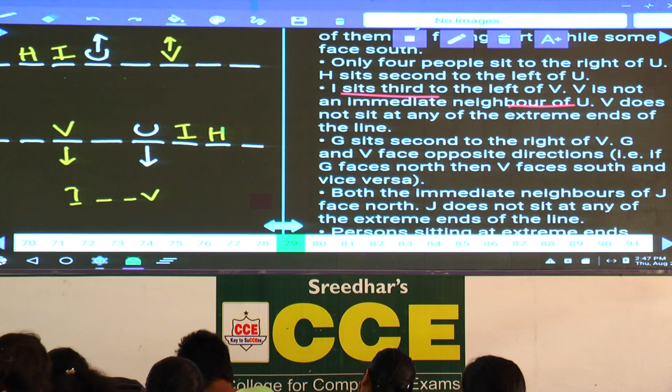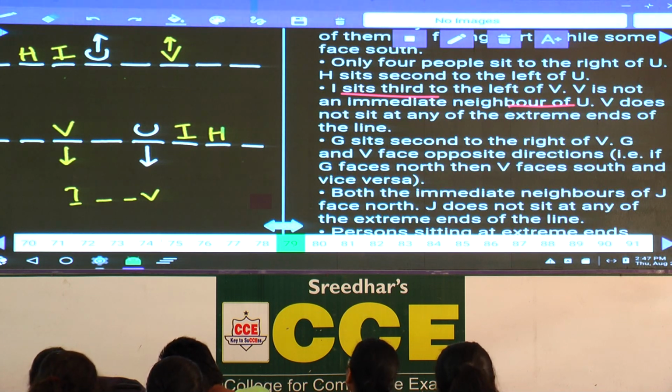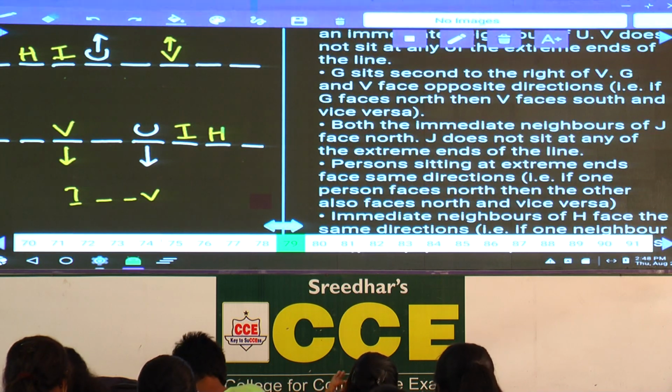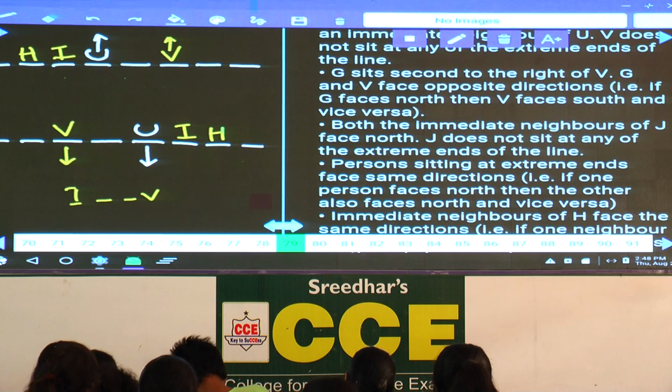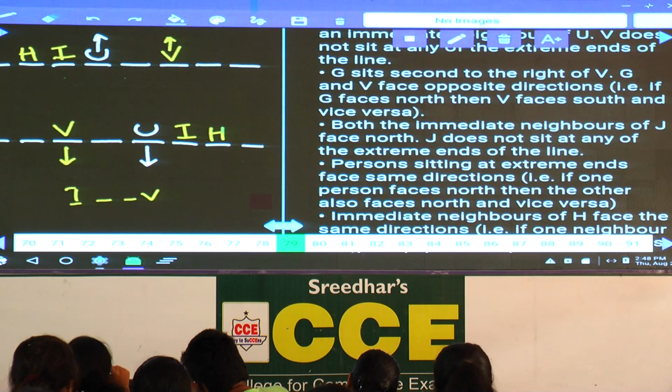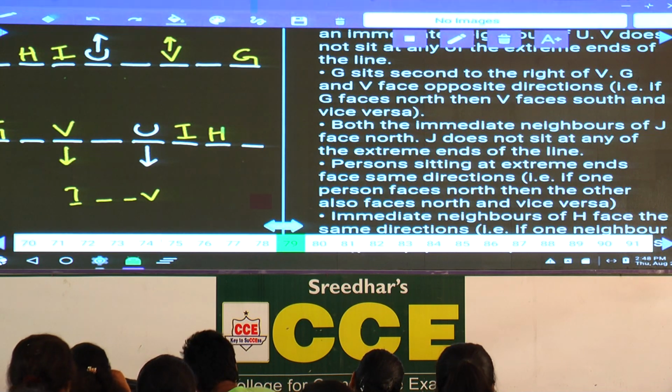I sits third to the left of V. V is not an immediate neighbor of U. V does not sit at any one of the extreme ends of the line. And G sits second to the right of V. As G is seated second to the right of V, in the first case, G must be at the right extreme, and in the second case, G must be at the left extreme, isn't it? Next one.